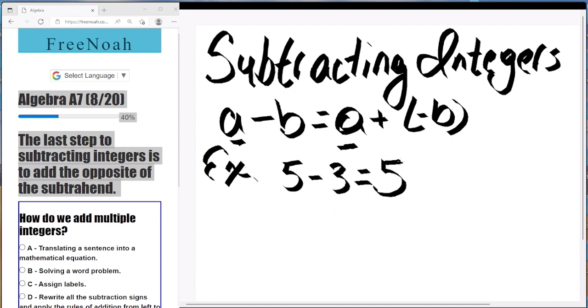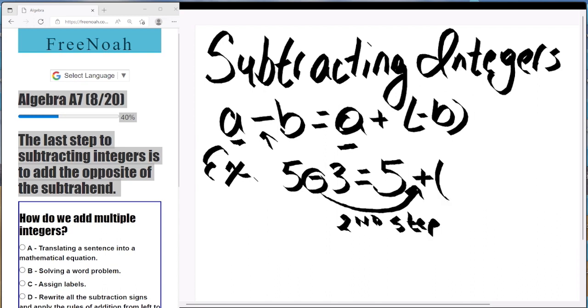The A here is 5 and the B here is 3. And the second step says this minus sign is going to turn into a positive sign. So we go ahead and change this into a positive, right? Now the third step says evaluate the opposite of B. Here B equals 3. So what is the opposite of 3? Well, it's negative 3.